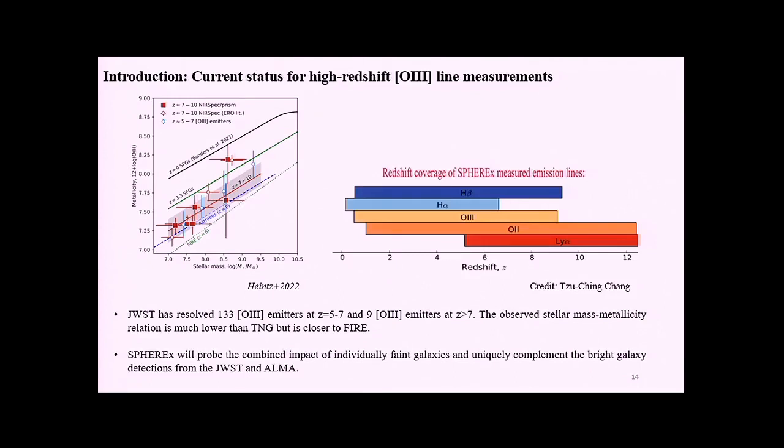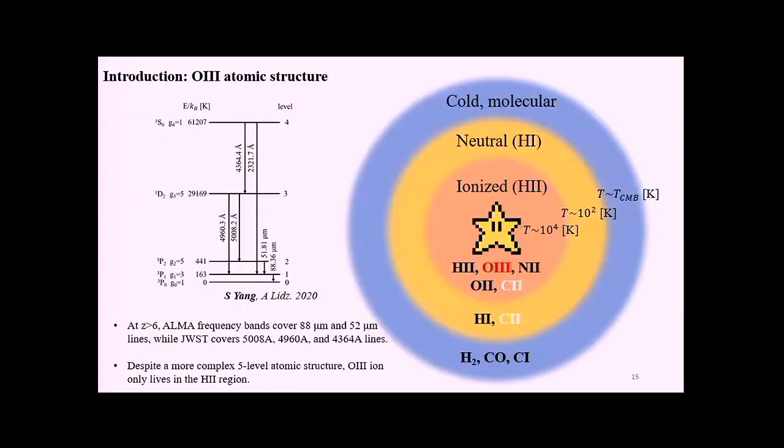Okay. Moreover, the SPHEREx line intensity mapping survey will measure the integrated O3 emission over a wide redshift range, including the end of the epoch of reionization. Motivated by all those current and upcoming ALMA and JWST measurements, as well as the prospect of line intensity mapping measurements, we developed an analytic O3 emission line model to better interpret the current and upcoming O3 detections.